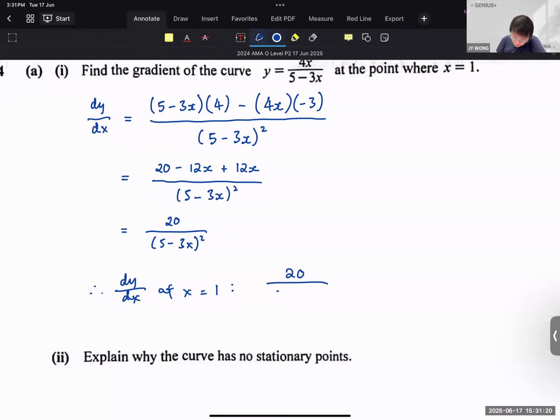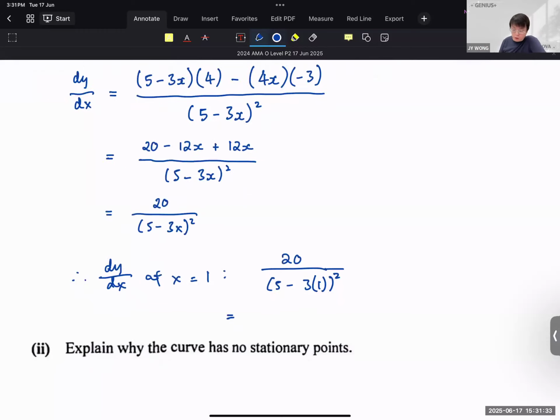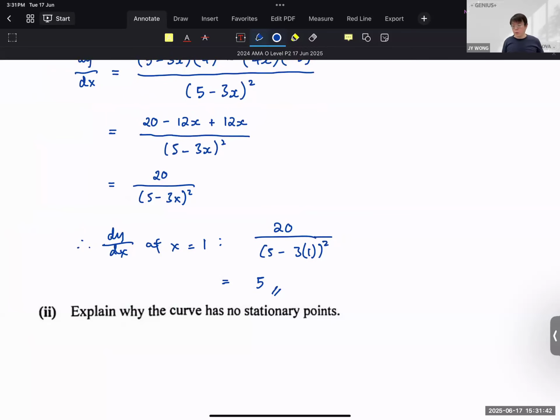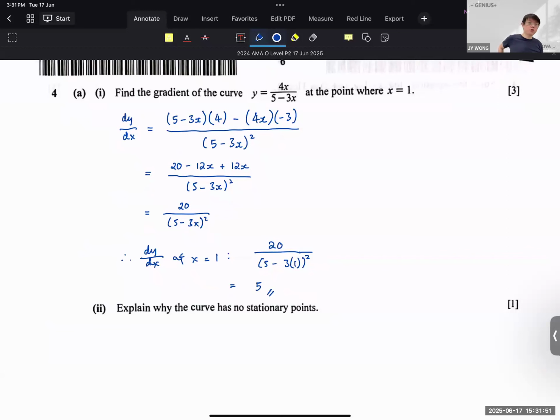20 over 5 minus 3 times 1 square, which will give me, what's the answer? I lazy to calculate. What's the answer? 5, positive 5. 5 minus 3 is 2, so 20 divided by 4. For 3 marks, that's it. So generous.